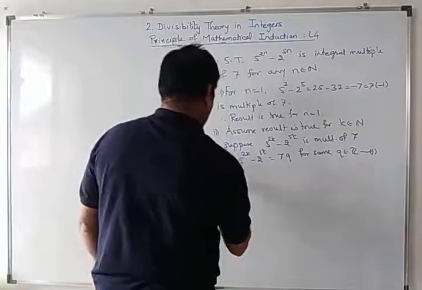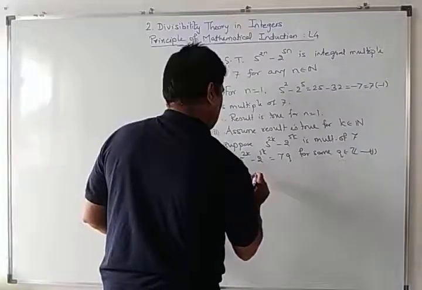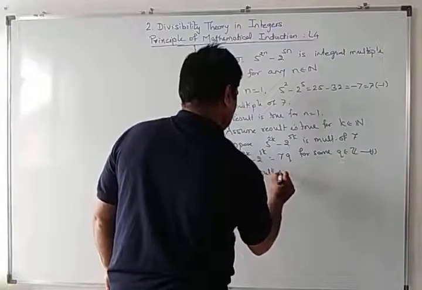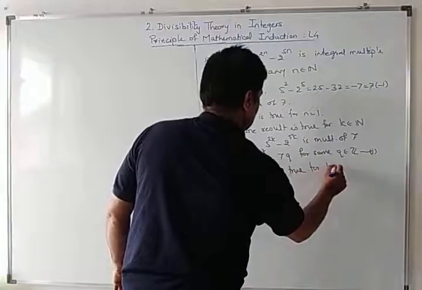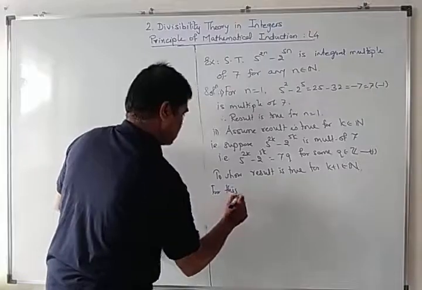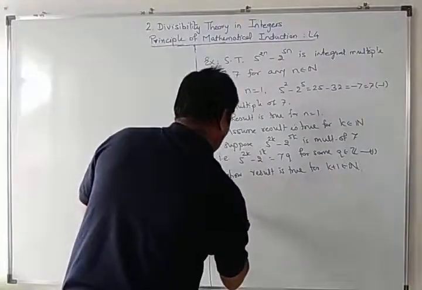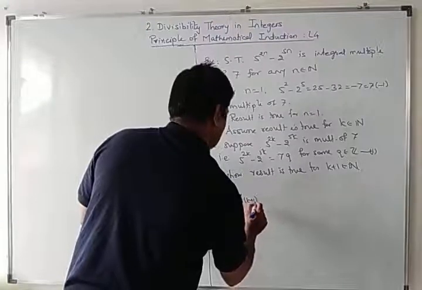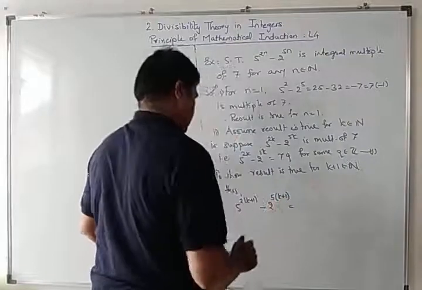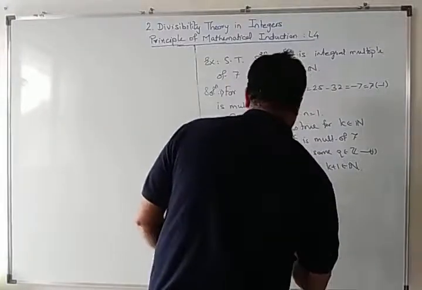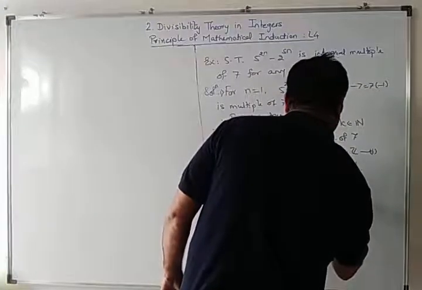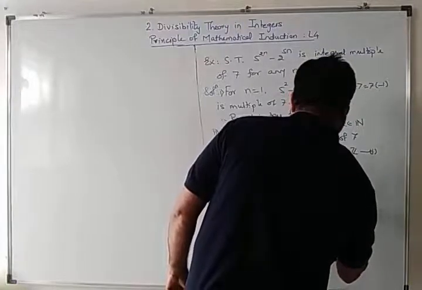To show result is true for k plus 1 belonging to N. For this, consider 5 raised to 2 into k plus 1 minus 2 raised to 5 into k plus 1. We can write this as 5 raised to 2k into 5 square minus 2 raised to 5k into 2 raised to 5.